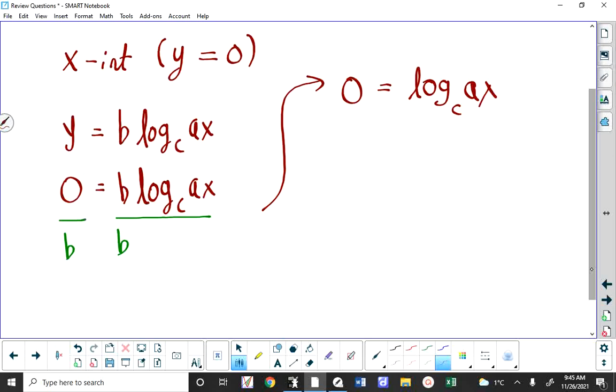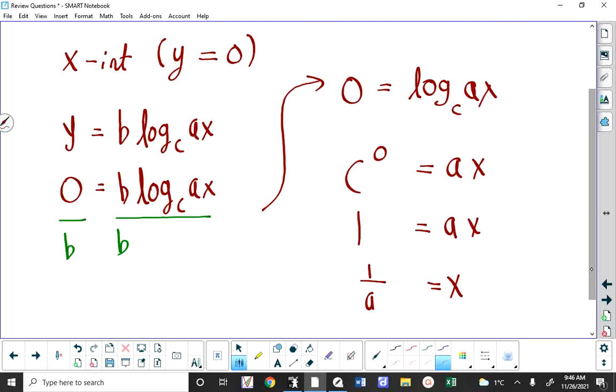And now we're at that stage where you go, well, I don't know what to do, but it is a logarithmic expression, so let's rewrite it in exponential form. And I can write c raised to the 0 equals ax. C raised to the 0 is 1. By definition, when you raise anything to the 0, you get 1, other than 0. 0 to the 0 is just not defined. But so we can see that the answer is the x-intercept will be 1 divided by a.